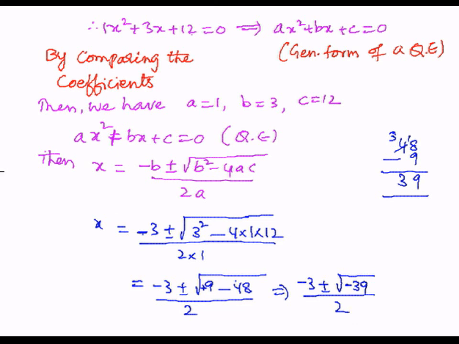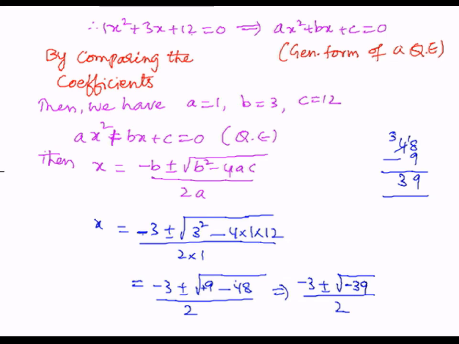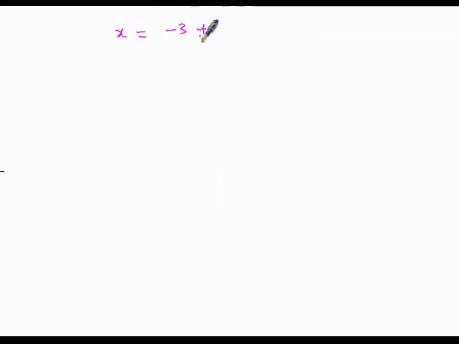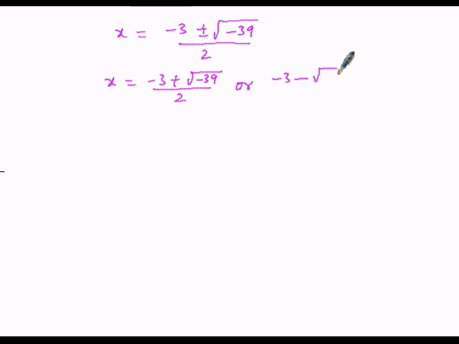So in this manner we got x equals minus 3 plus or minus root of minus 39 by 2. There are 2 values, one is positive, the other is negative. So x equals minus 3 plus root of minus 39 by 2 is one value, and the next value will be negative, that is minus 3 minus root of minus 39 overall divided by 2. This is case number 1. Let us go for case number 2.